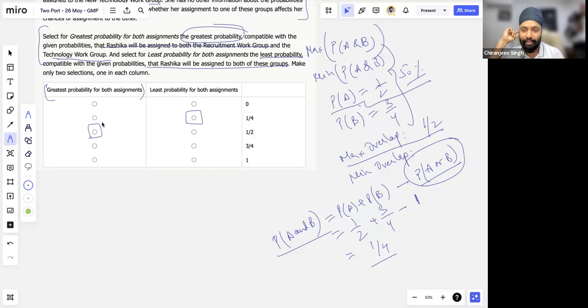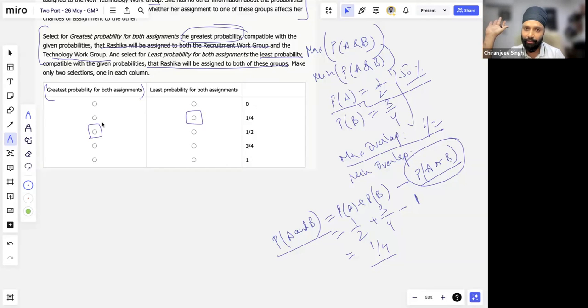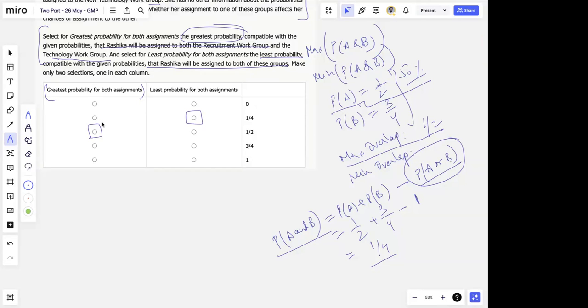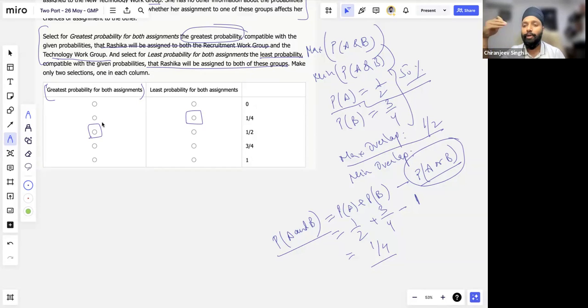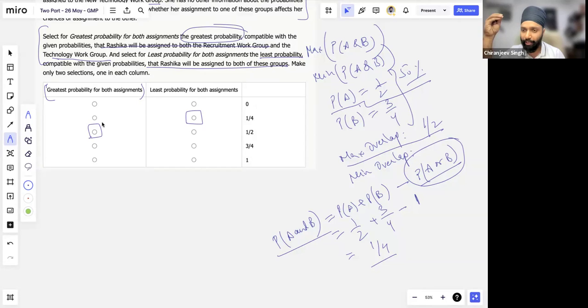We are talking about probability. Let's say the probability is 1/4. Does it mean that she'll be assigned to both of these groups for sure? No. The possibility always exists that she is not assigned to either of them. Even if you make the probability 0.99, that possibility still exists, because there is still a 0.01 chance. But that possibility existing doesn't mean the probability is 0.